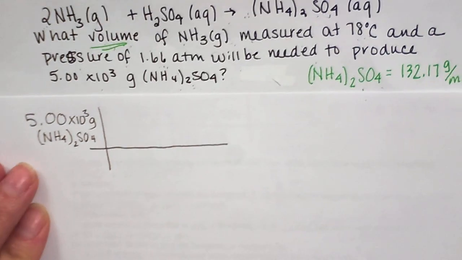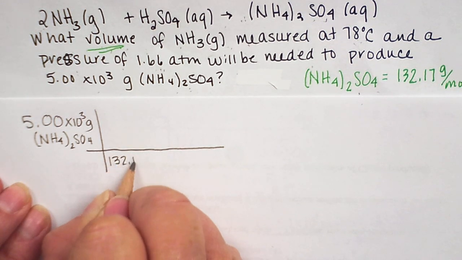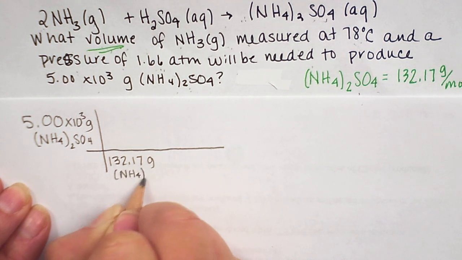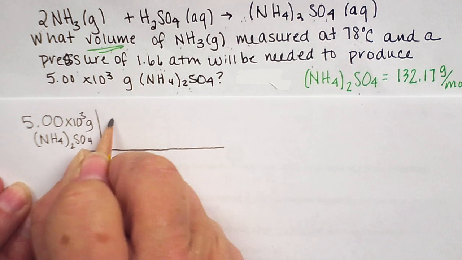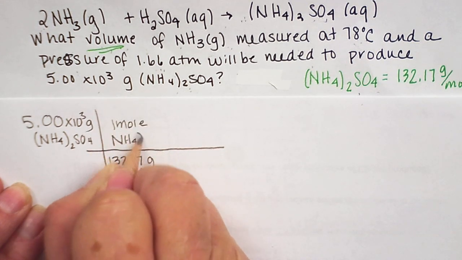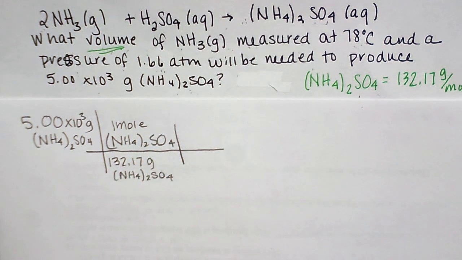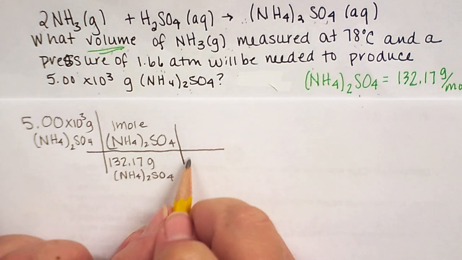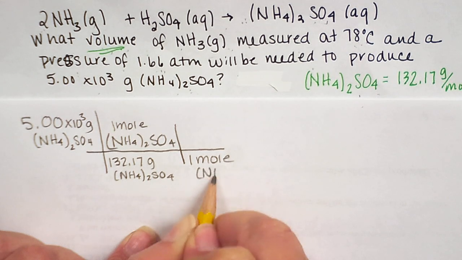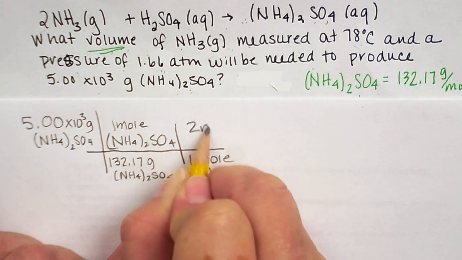So 5.00 times 10 to the third grams of ammonium sulfate. Now I want to go from here over to moles. So 132.17 grams of ammonium sulfate to 1 mole of ammonium sulfate. And then we're just going to use our molar ratio to get back over to the ammonia. So 1 mole of the ammonium sulfate to 2 moles of ammonia.